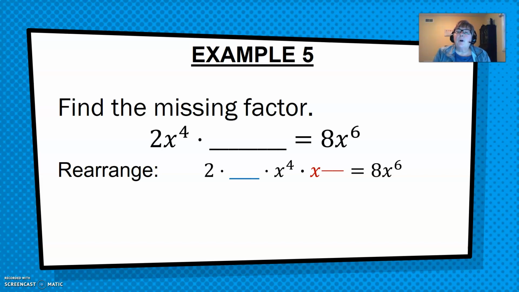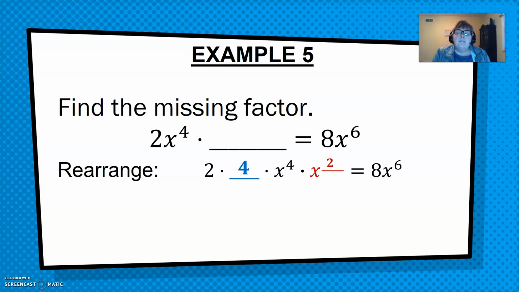Well, 2 times what equals 8? Again, if you don't know, you can do 8 divided by 2, and you get 4. So 2 times 4 equals 8. And then I have to add something to 4 to get to that exponent of 6. Well, 4 plus what equals 6? Well, 4 plus 2 equals 6. If I didn't know that, I could do 6 minus 4 to figure out the 2.